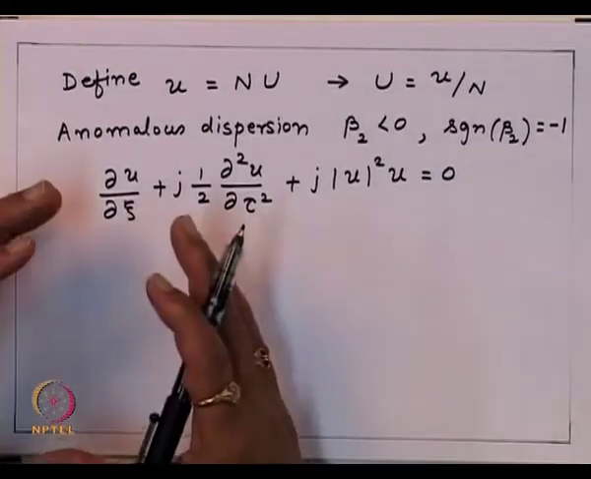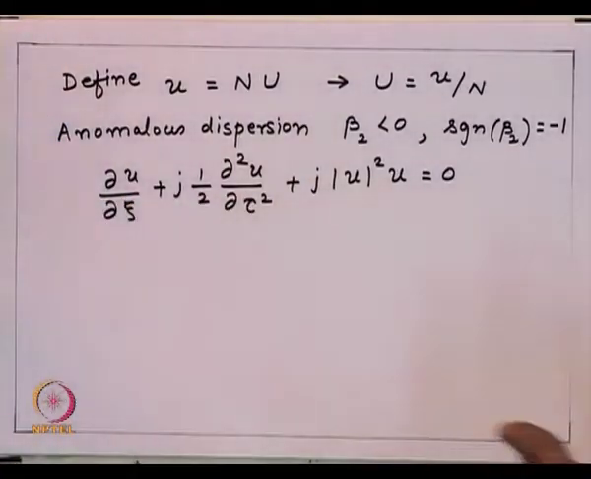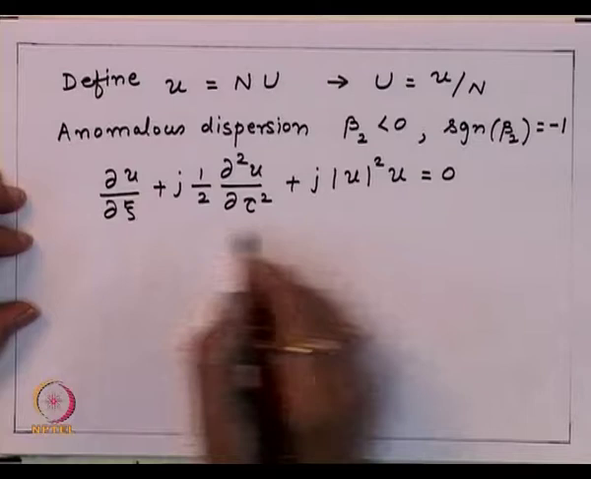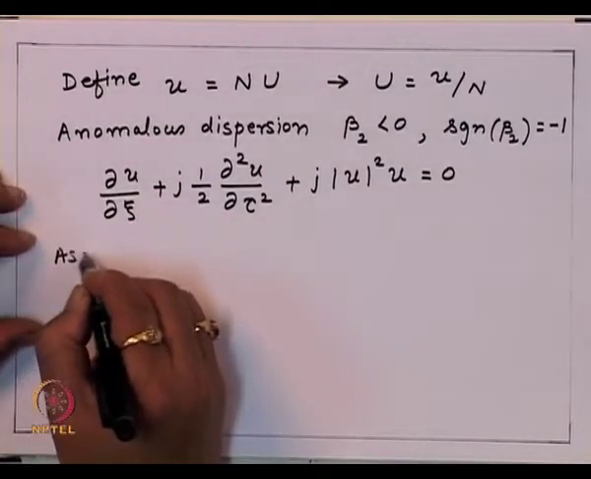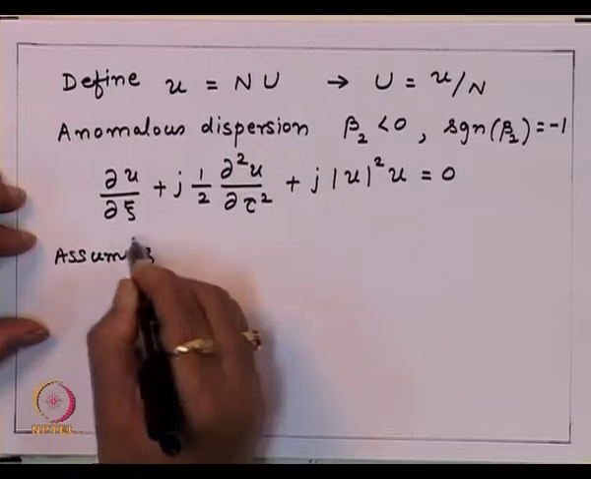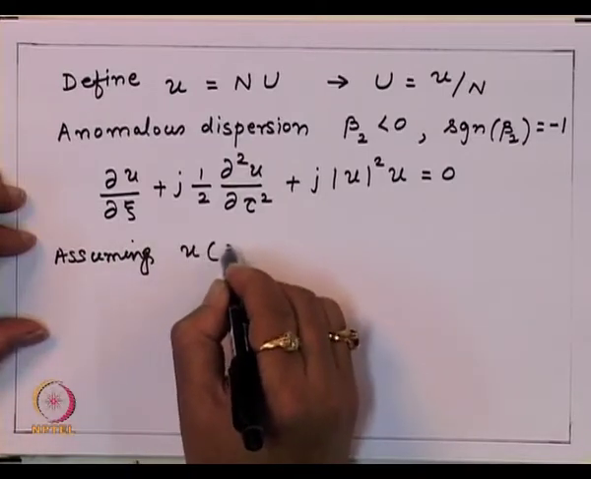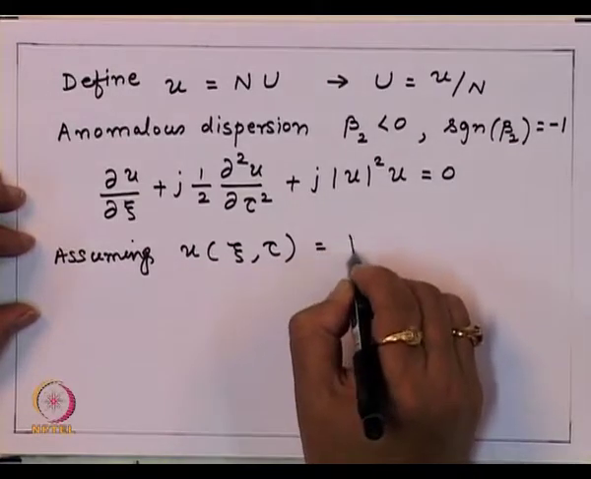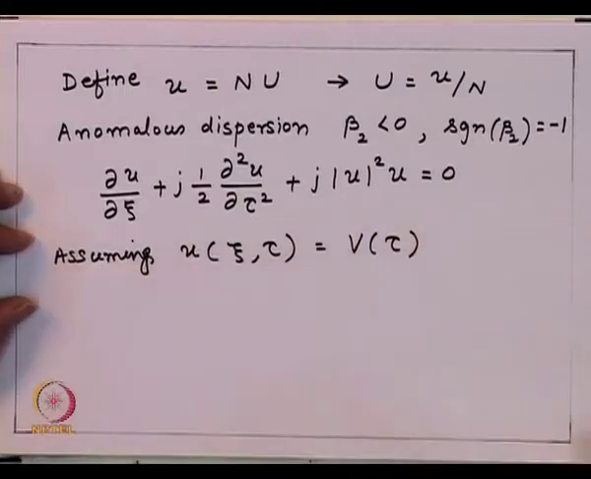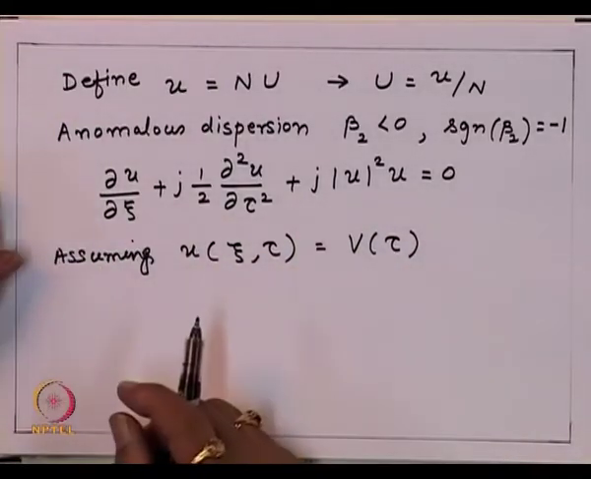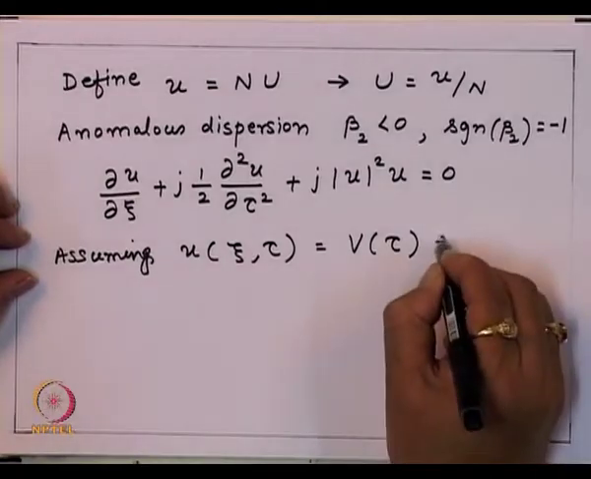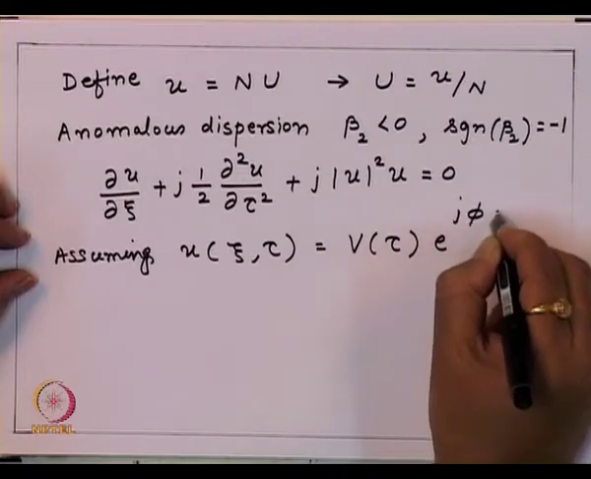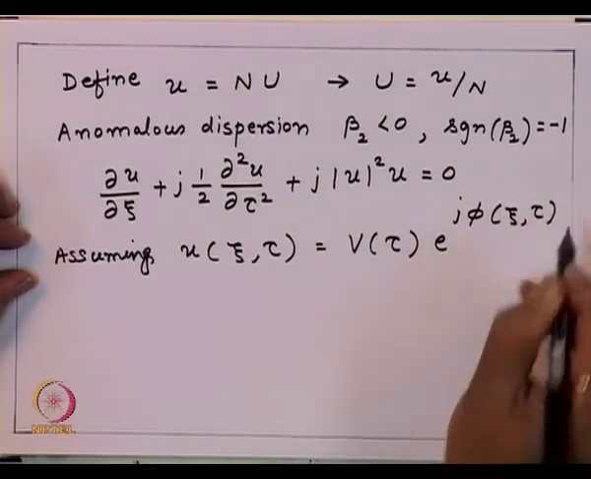Since we are now looking for a phenomenon where the pulse shape remains intact, that is the soliton, which is what we physically argued, one can solve this equation by assuming this u, which is a function of zeta and tau, is some function V of tau, that means it is not changing as this phenomenon moves on the fiber, times some phase function, which is a function of distance and time.